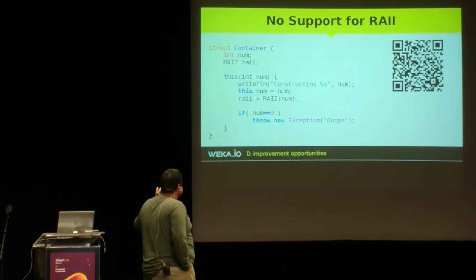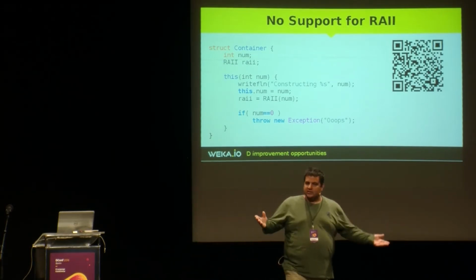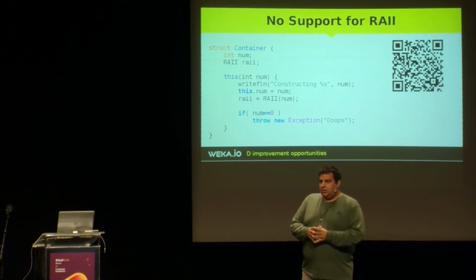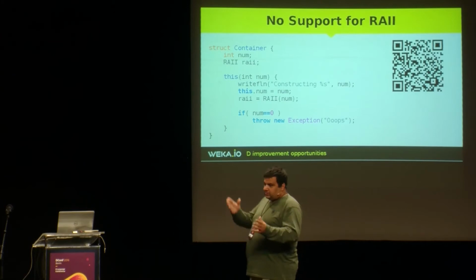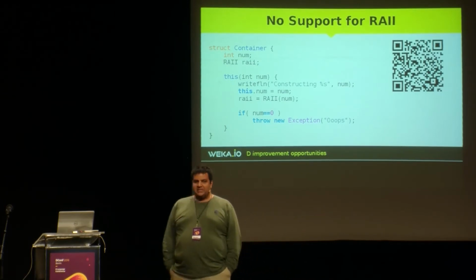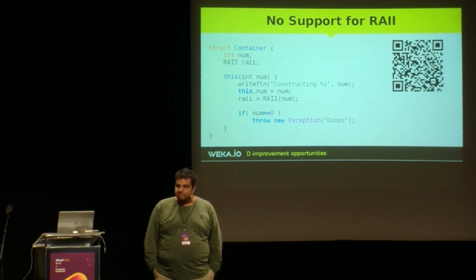And the official line is that D supports RAII because you can do a struct. The struct has a deterministic destructor. And when that destructor runs, you can make sure that the resource is released. The problem is that the destructor isn't 100% guaranteed to run.